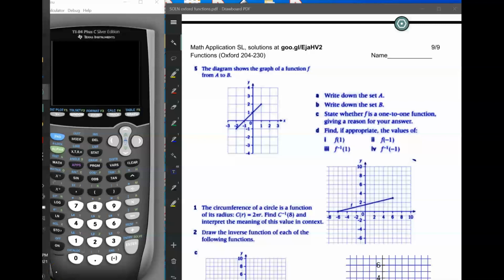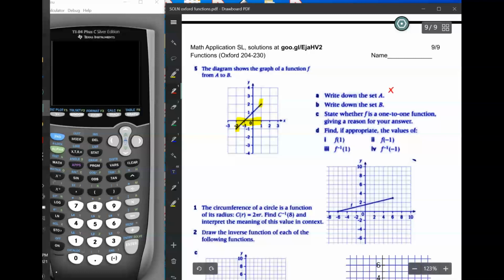Let's look at page 9 of functions. Number 5, the diagram shows the graph of a function f from A to B, from set A to set B. Write down the set A. So set A is talking about the domain, and the domain in this case is going from this point to this point on the x-axis. That is going from -2 to 1, including -2 and 1.